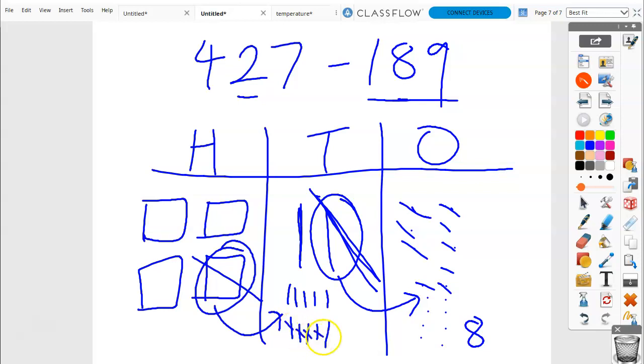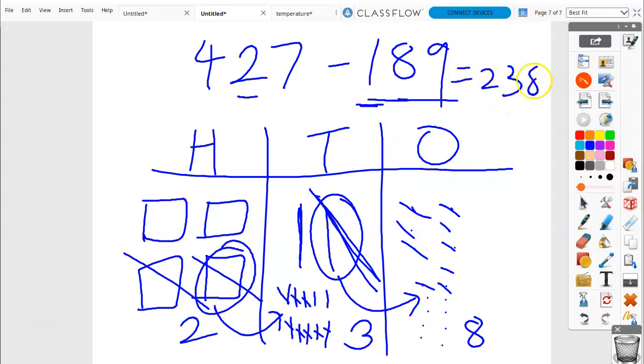1, 2, 3, 4, 5, 6, 7, 8. That will leave us 3 tens. And finally, we're going to take away our 100. So my final answer would be 238.